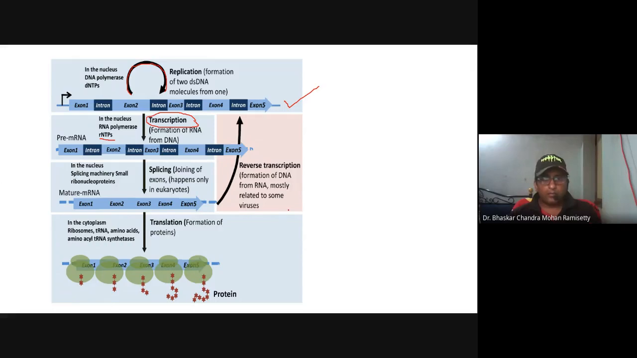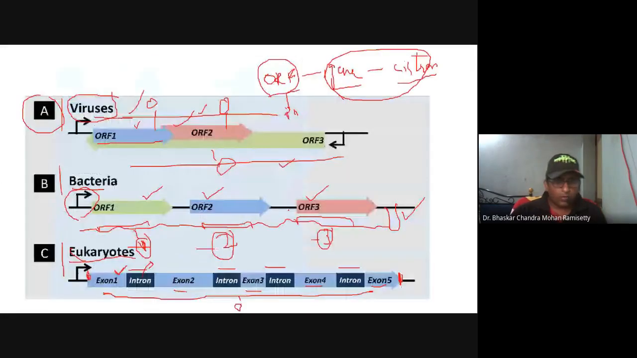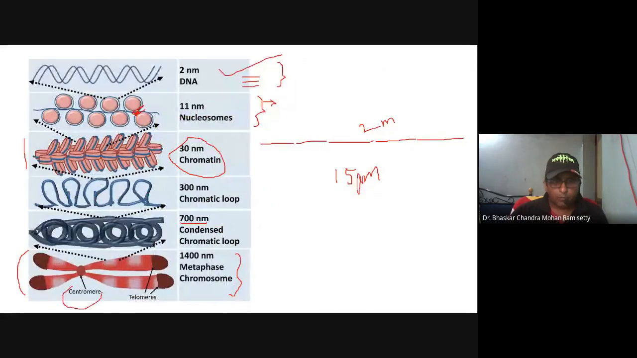Before I forget to ask you this: what is the function of centromere? Can anybody discuss that? And also the function of telomeres. We know the function of telomeres, quickly. It is to protect the ends of the chromosomes. Okay, the function of telomeres is to protect the ends of the chromosomes. What is the function of centromere?